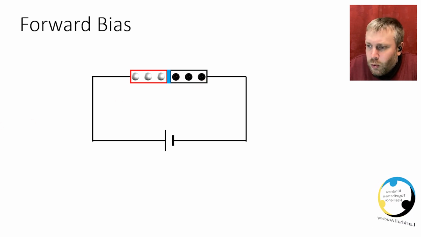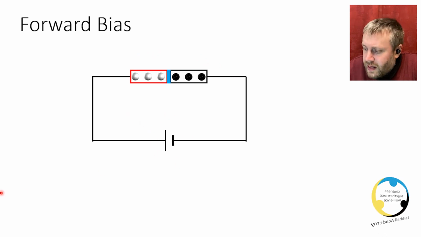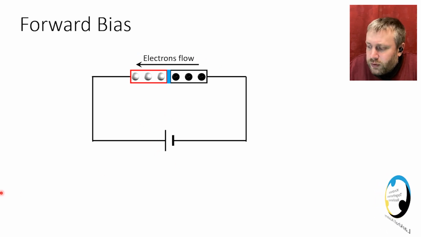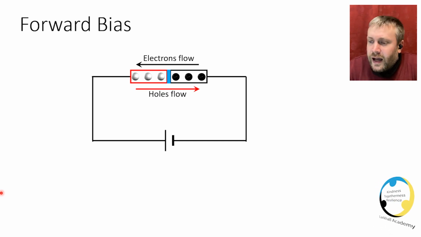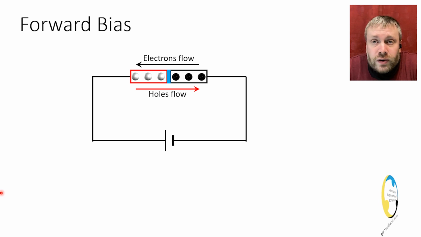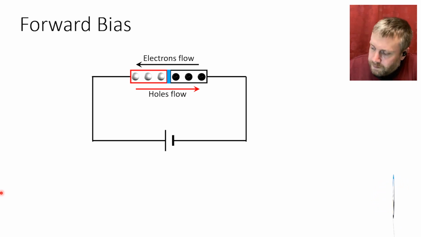And what happens if we have our PN junction forward biased, so if we have it hooked up like this, then the electrons flow in that direction, the holes flow in the opposite direction, and it allows the flow of current in this circuit, and that's an incredibly useful thing.